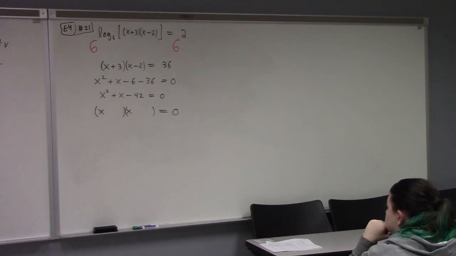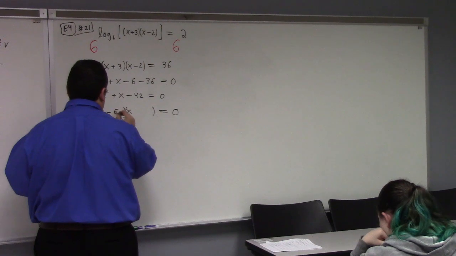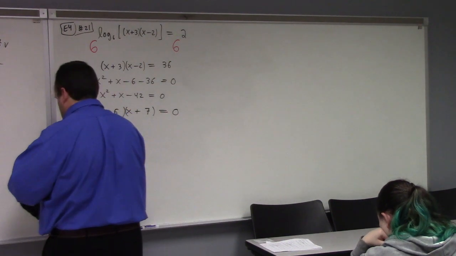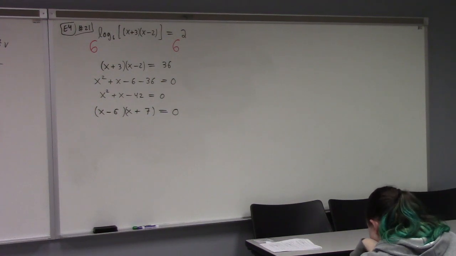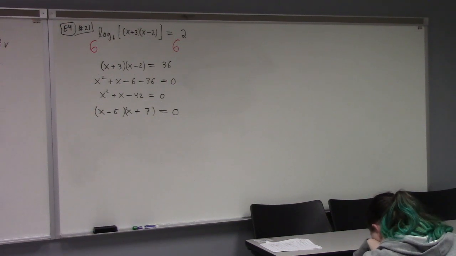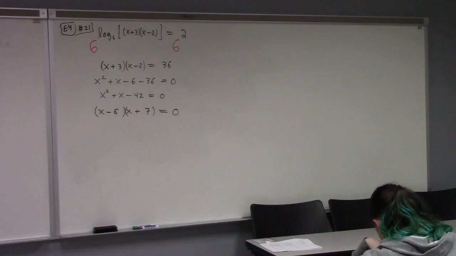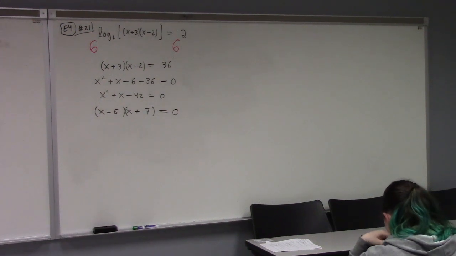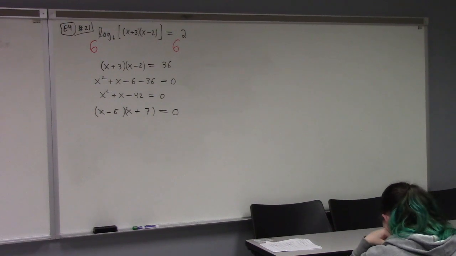6 and 7. -6 and +7. There we go. Then what? What's the solution then? Man, this board is such a mess. Goodness gracious. So I heard the solution then is -6 and +7.